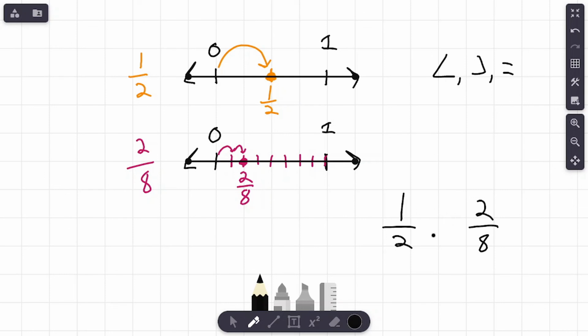Okay, so anybody know which of our comparison symbols needs to go in the middle here? Is 1/2 less than 2/8? Is 1/2 greater than 2/8? Or is 1/2 equal to 2/8? If we look at our number line, notice 1/2 is closer to 1 than 2/8 is, which would tell us that 1/2 is greater than 2/8.